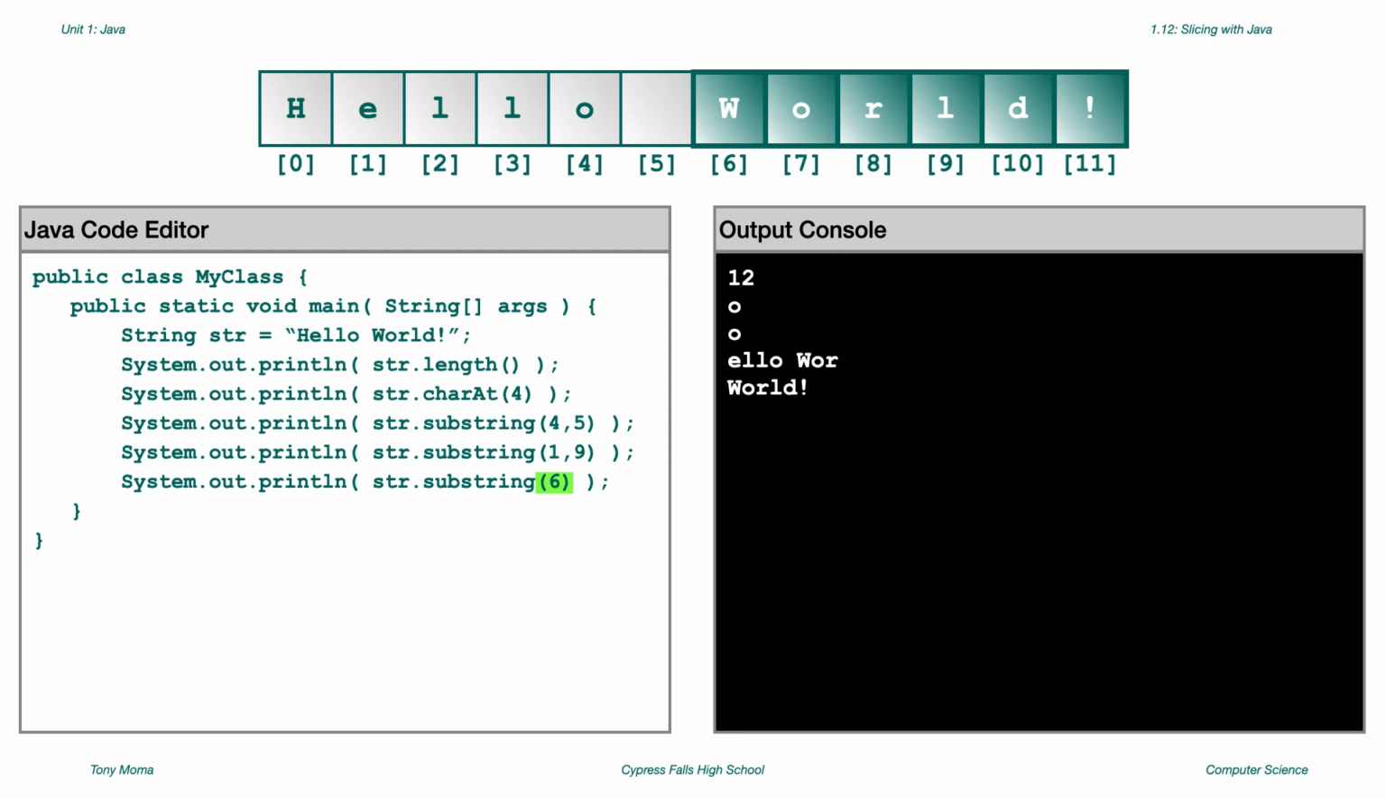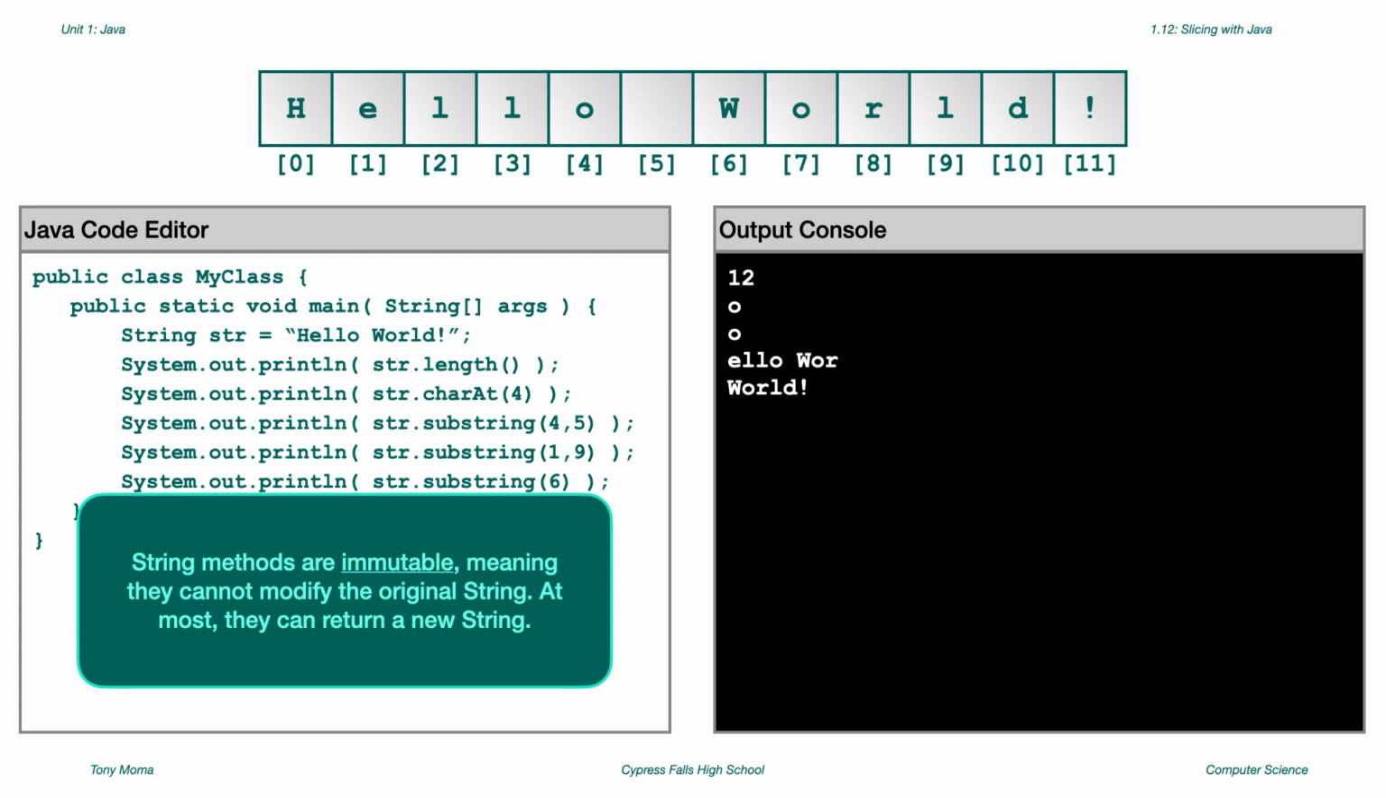Now, it must be noted that we used the substring method 3 different times, and each time a string got returned, but str never changed. The content of str never changed. This is because strings are immutable, meaning string methods cannot modify the original string. At most, they can return a new string object that we can use, but the method cannot modify the original string. This is why, even though we used the substring method 3 times, at no point in time did the content of the str variable ever change.